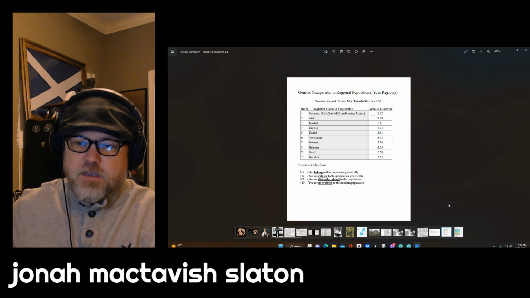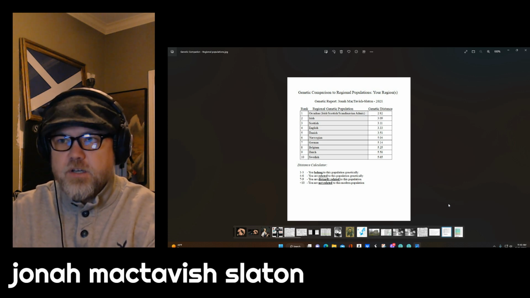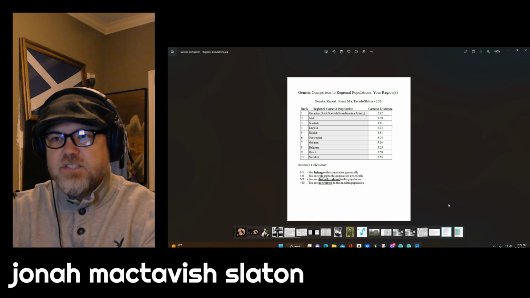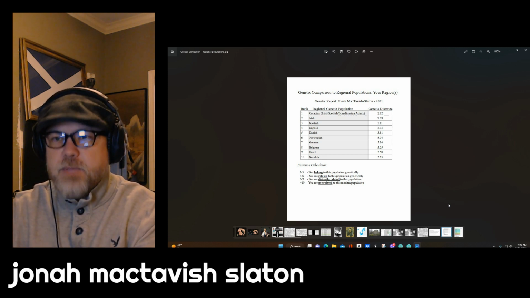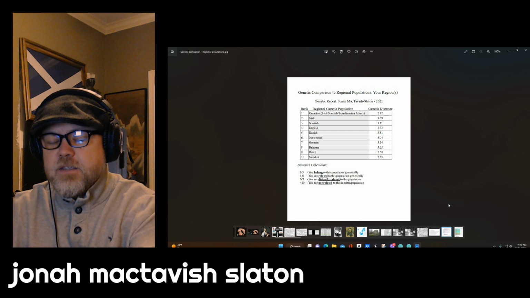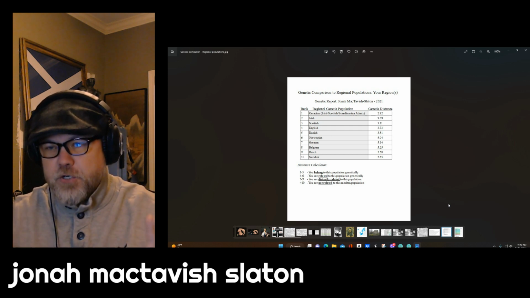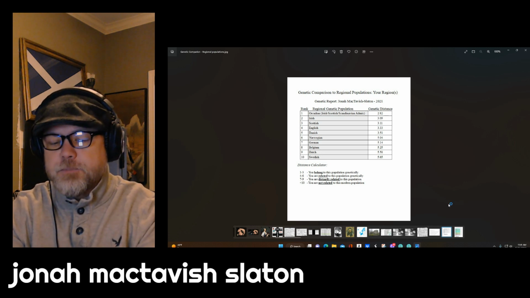Genetic comparison to regional populations. Now, a quick overview. When we're talking about genetics, we're talking mainly about autosomal genetics. We're talking about what our DNA consists of in relation to other people and populations around the world. This is different than your haplogroup, which is just your paternal, your father's lineage that gets passed down.